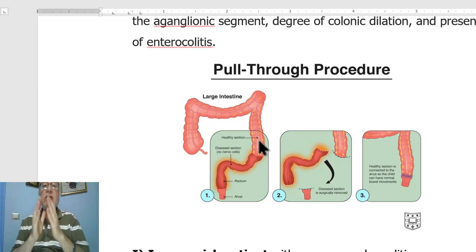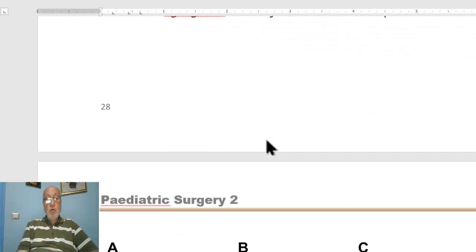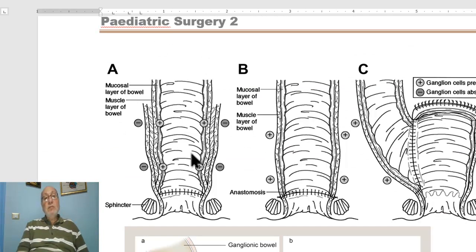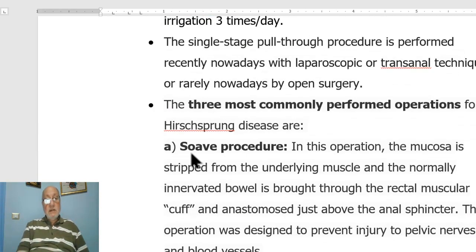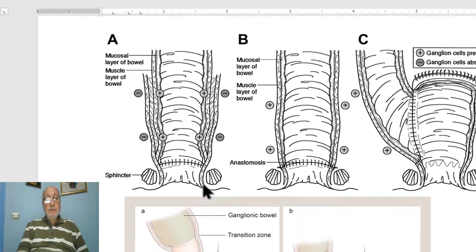Then the operation is done, nowadays usually laparoscopic or very commonly transanal, and rarely by open surgery, which was very common in the past. What is actually done? There are 3 famous techniques. The first technique is called Soave procedure. What is Soave procedure?